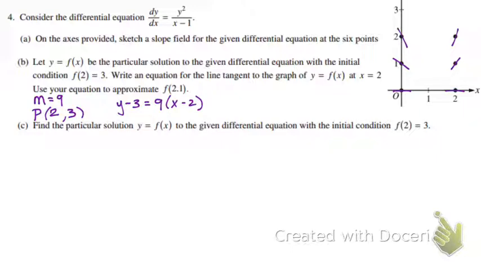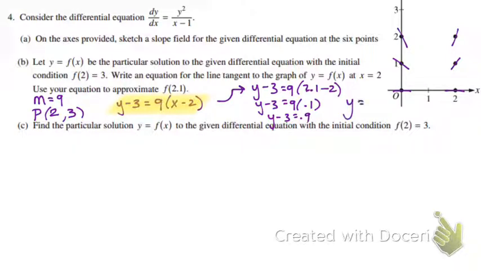And then in order to approximate f of 2.1, I would just plug in 2.1 for x. So there's my first part of my answer. I would plug in 2.1 for x, and I would get y minus 3 equals 9 times 2.1 minus 2. Well, 2.1 minus 2 is equal to 0.1. And 9 times 0.1 is 0.9. And if I add 3 to that, I get that y is equal to 0.9 plus 3, which is 3.9. So there's the second half of that answer.